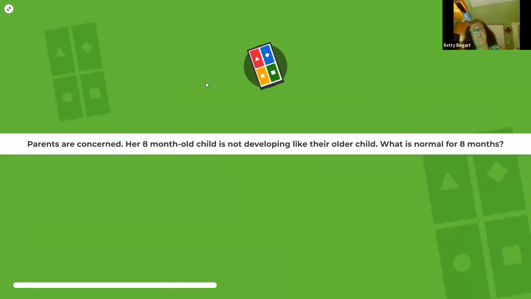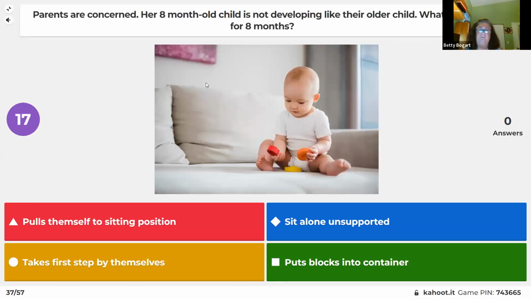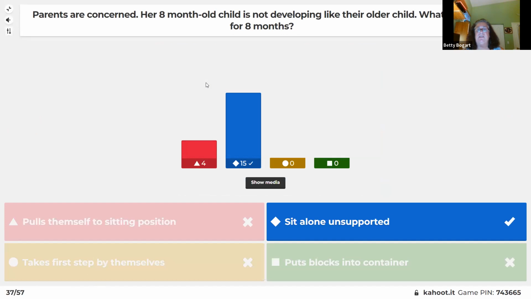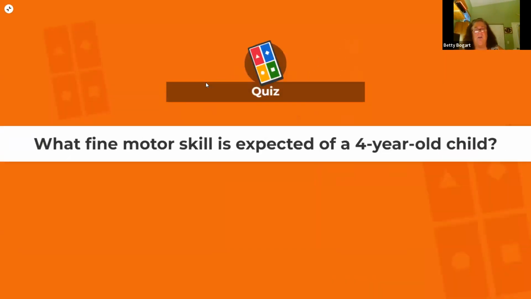Parents are concerned their 8-month-old child is not developing like their older child. What is normal for 8 months? So they should be able to sit alone unsupported. That is an 8-month-old child. Pull themselves to a sitting position, but the big thing that they want to see is that sitting alone unsupported. Because they could pull them up, but they could fall over if they pull themselves up. So unsupported is the answer.